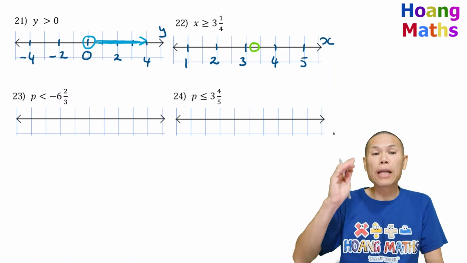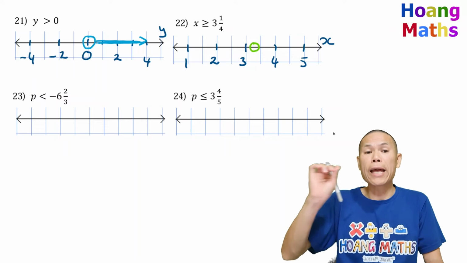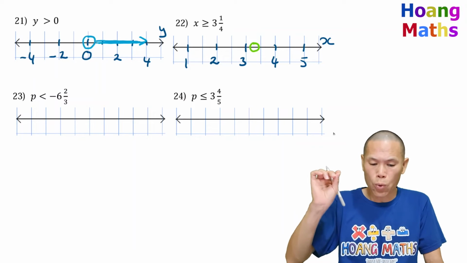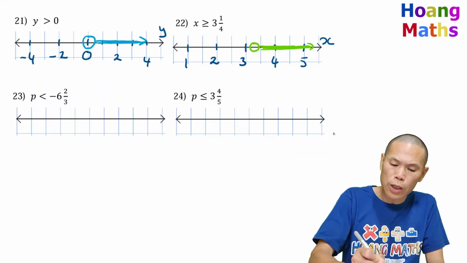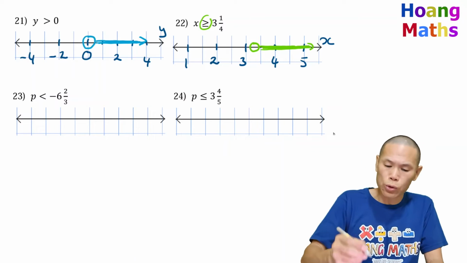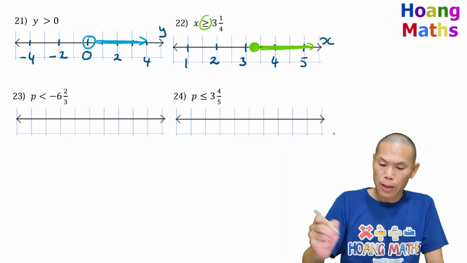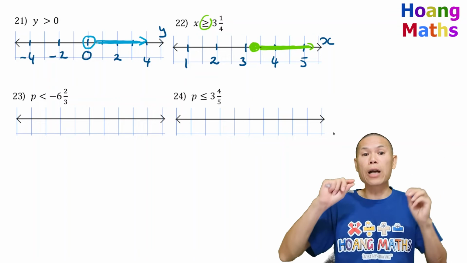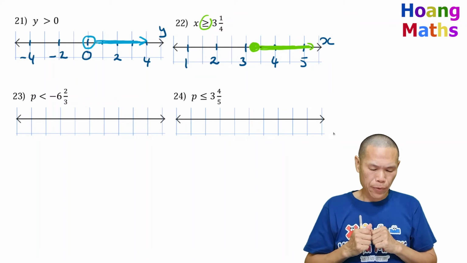And then all these numbers that are greater than 3¼ are on the right hand side of 3¼. So all these numbers here are greater than 3¼. And because of equal as well, greater than or equal to, we need to fill up the circle. So there you go. This is the answer, and I hope you got it correct.